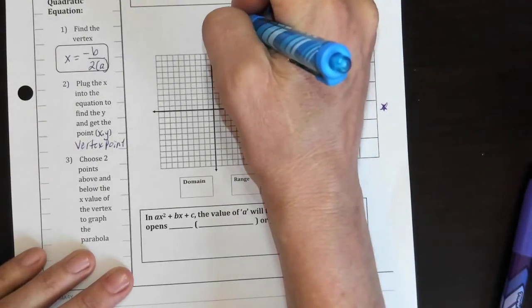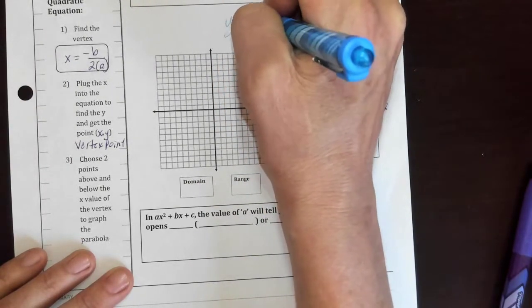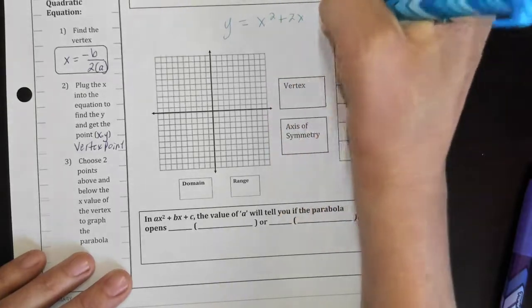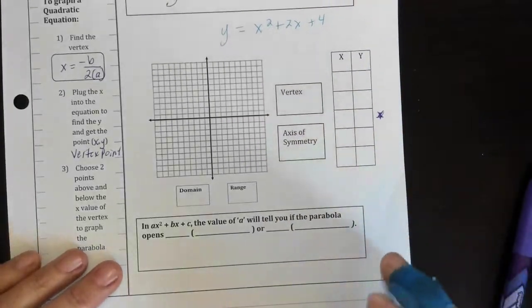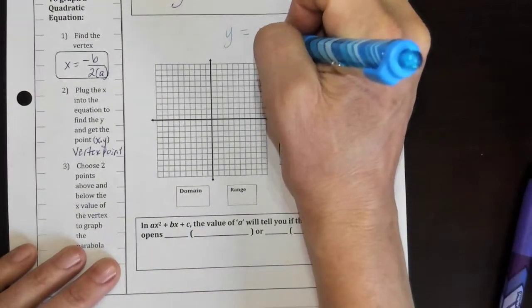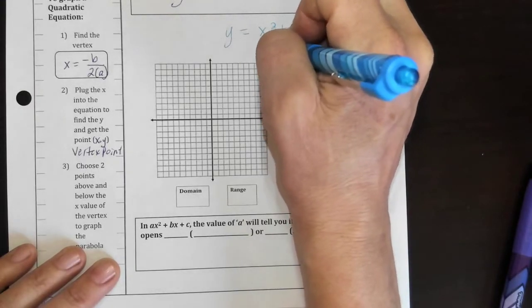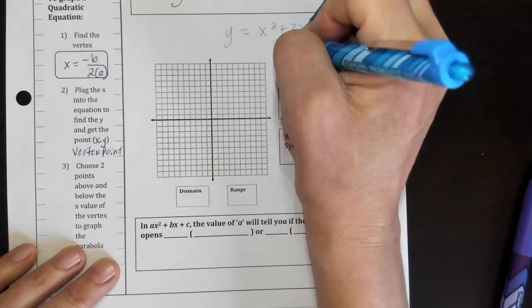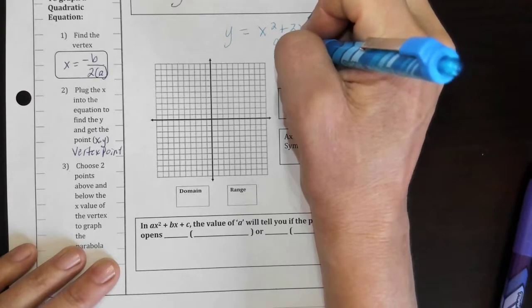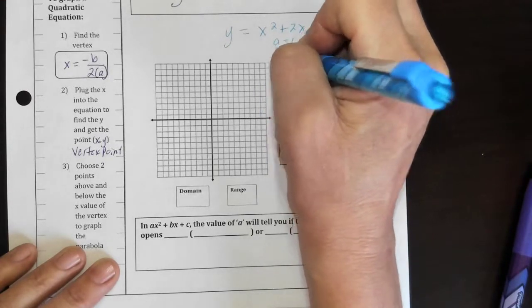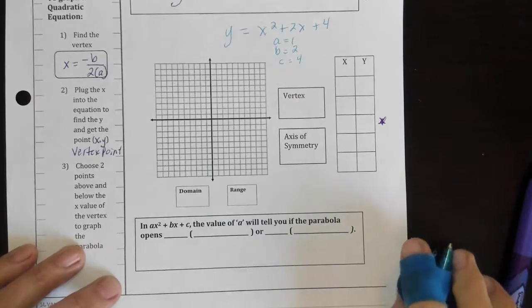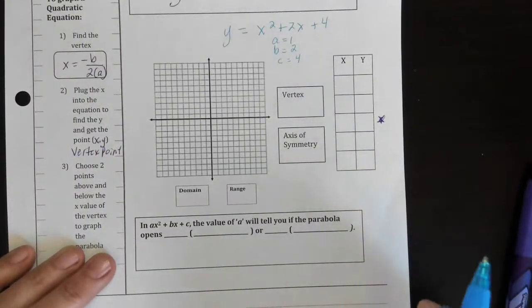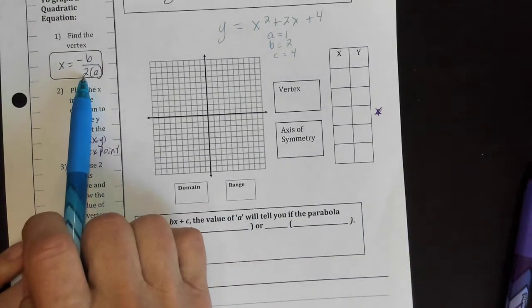Let's say I gave you the equation y equals x squared plus 2x plus 4. What I like to do, but you don't have to, is list my a, b, and c below so that I know where I get my numbers from if I'm using a formula. All right, so step number 1, find the vertex.